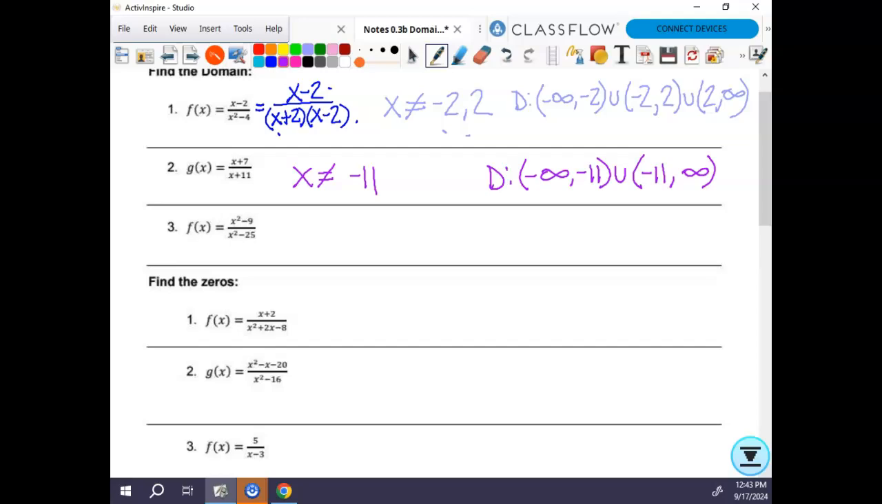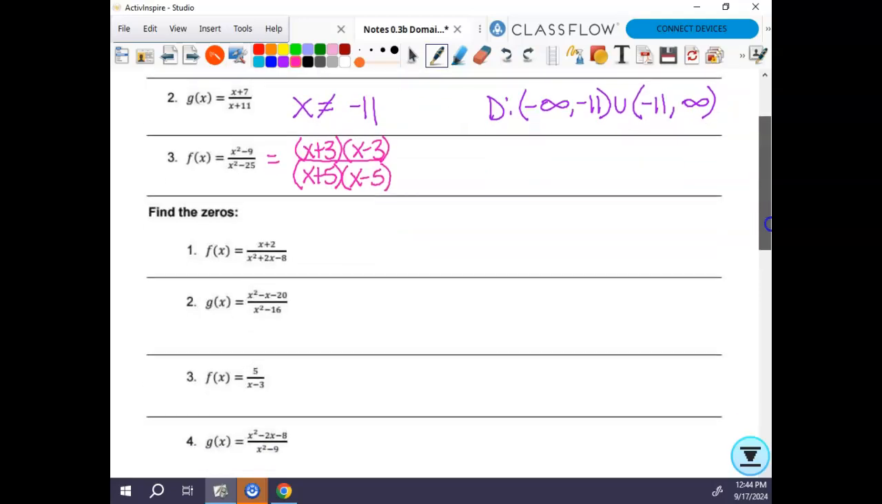All right, so then let's look at 3. I'm going to factor. They're both difference of squares, right? So x plus 3 times x minus 3. Denominator, x plus 5 times x minus 5. And technically, for domain, I wouldn't have to factor the numerator, but I don't want you to get in the habit of just factoring 1 and then making up math or something. So we factor it all.